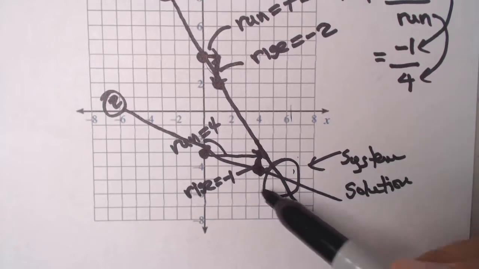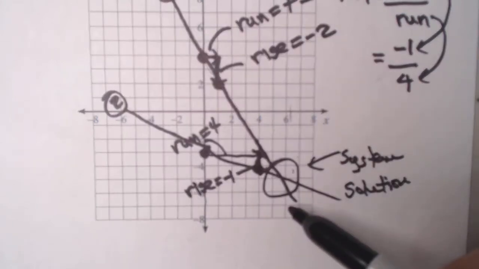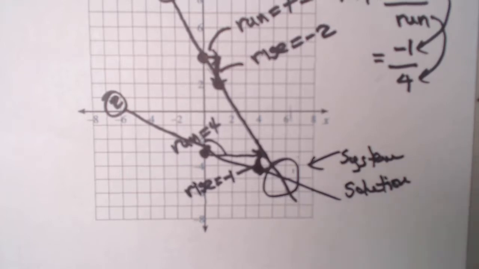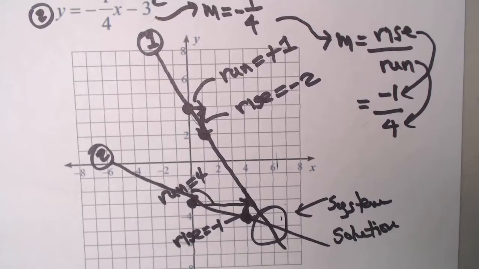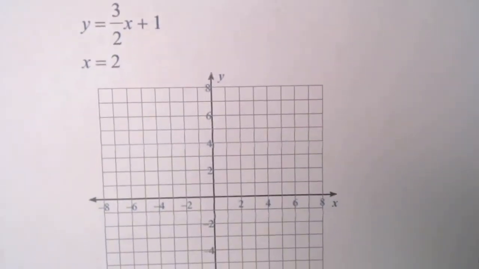But one thing we know is that they do cross, so there is a good system solution for this particular problem. Okay, let's take a look at another one here.